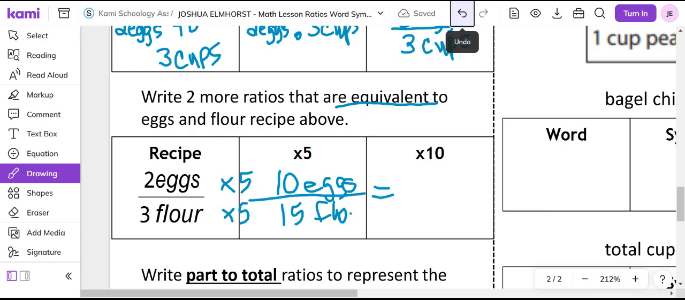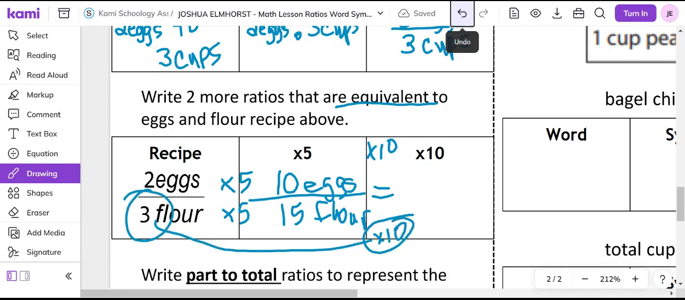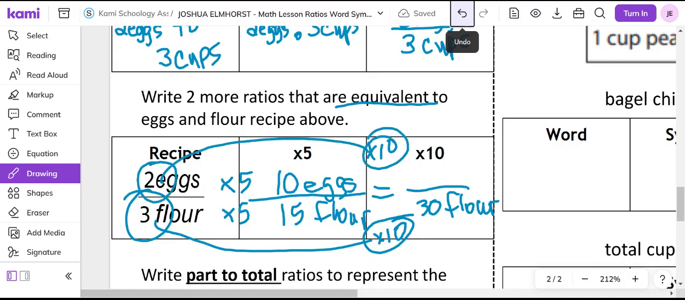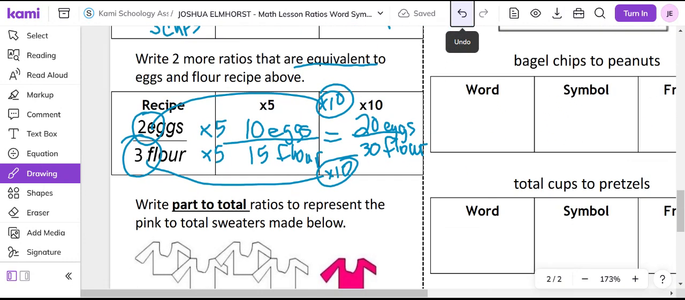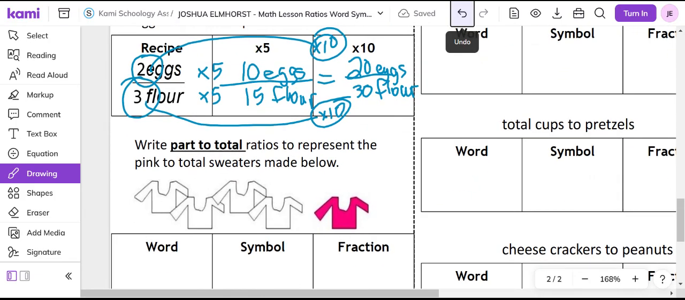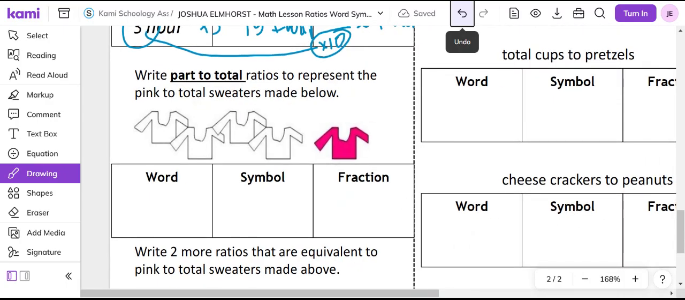And then the last one, let's see, flour. The last one we're going to do times 10, and we're going to go with the original here. So 3 times 10, we're going to do 30 flour, and then 20 eggs. Keeping the ratio equivalent is simply multiplying. So we have eggs to flour, and then one more example here on the left side where we're looking at part to total.